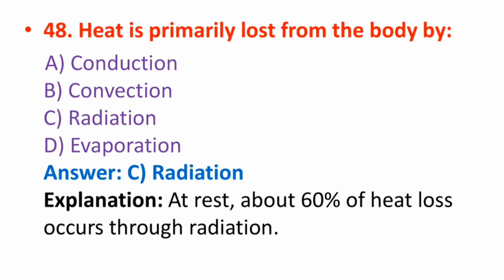Heat is primarily lost from the body by option A conduction, option B convection, option C radiation, option D evaporation. The correct answer is option C radiation. At rest, about 60% of heat loss occurs through radiation. Heat is primarily lost from the body by radiation.